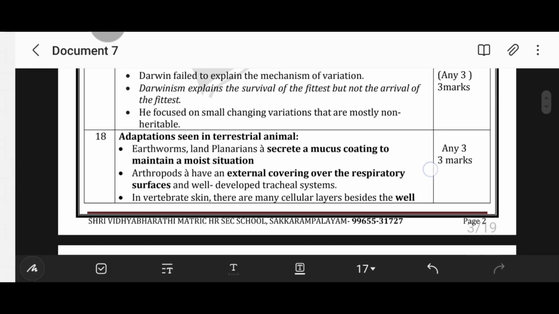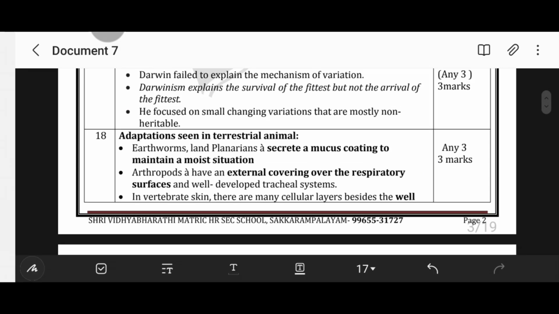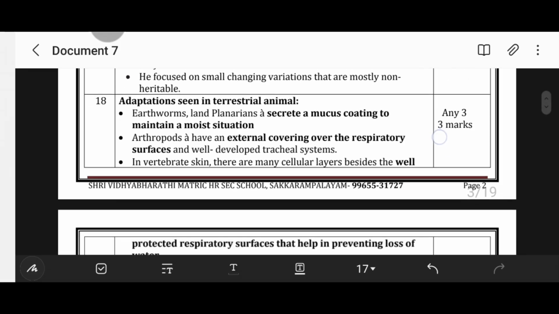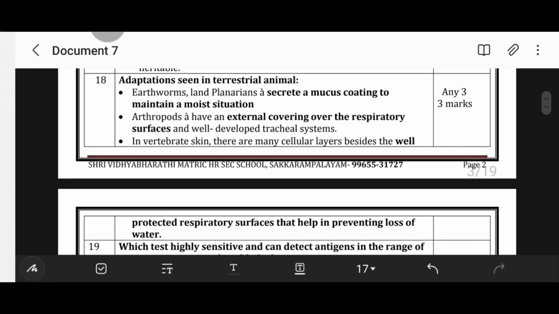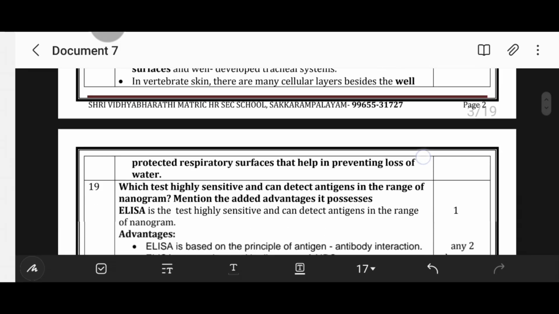And then arthropods have an external covering over the respiratory surface and a well developed tracheal system. Insects come under the arthropods. The respiratory surface and well developed tracheal systems are present. In vertebrate skin, there are many cellular layers besides a well protected respiratory surface, which help prevent the loss of water. In some vertebrate animals, this type of adaptation is present.